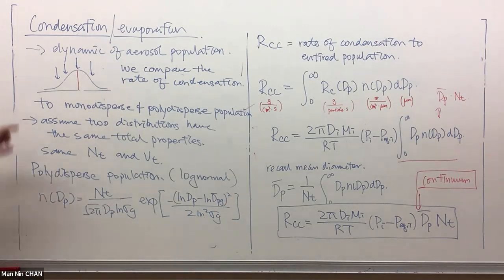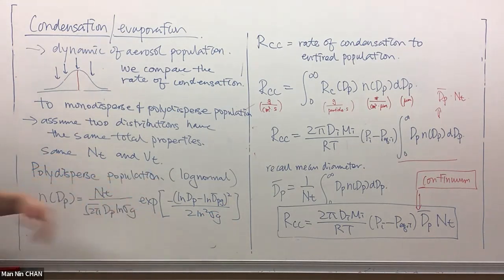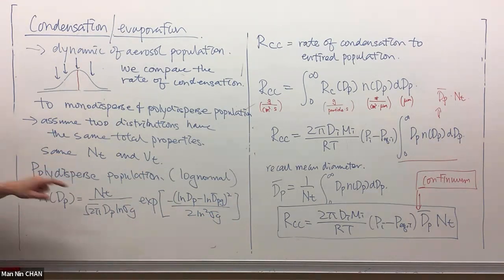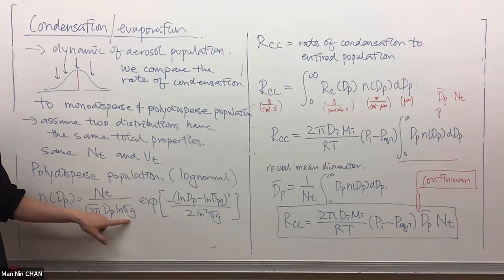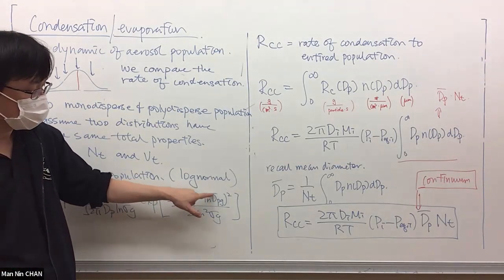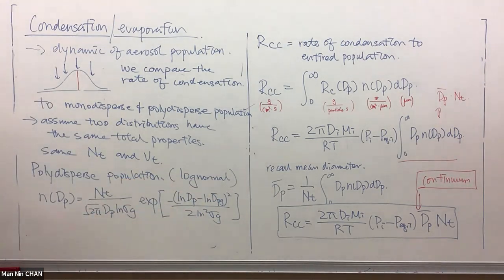If you remember, if your polydispersed aerosol population is log normal, you can describe it by this equation. I just have to write this equation for you, and then you can describe this polydispersed population using NT, the total aerosol number concentration, and also sigma G, the geometric standard deviation, and also DG, the dpg bar, which is the median diameter of your aerosol population.